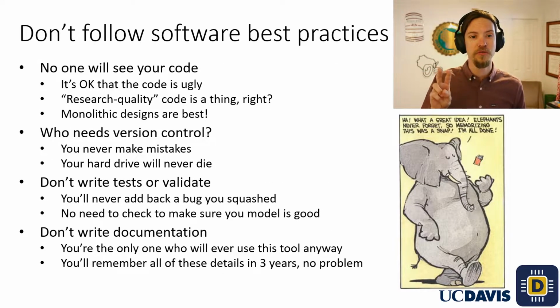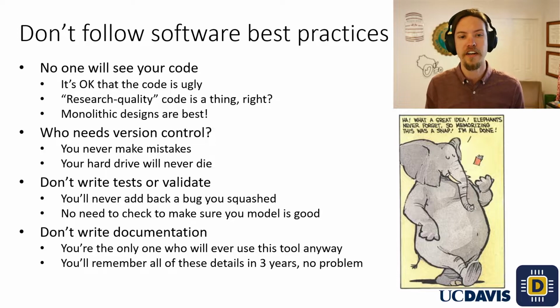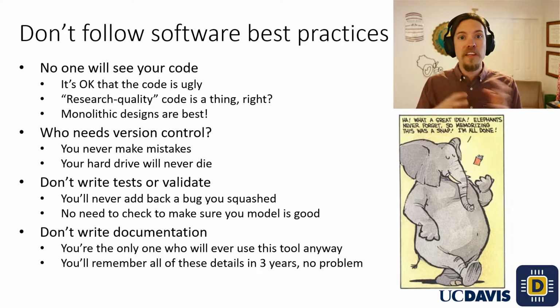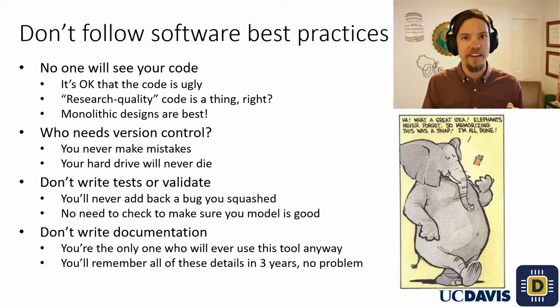So step number 2, don't follow software engineering best practices. No one's going to see your code anyway. You're keeping it in-house. It's okay that the code is ugly. And research quality code, that's the mark of good code, right? And doing things like having a monolithic design, the more coupling you have between your software, the better it is.